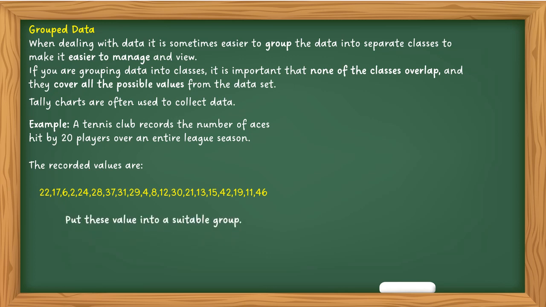Okay, and for this, the question may say, put these values into suitable groups. Now, when this happens, you have to look at your data, you have to look at the numbers, and you can see the highest value there is 46. Okay, so that tells you could probably break that into 5 groups of 10. Okay, and that's what it means by suitable groups.